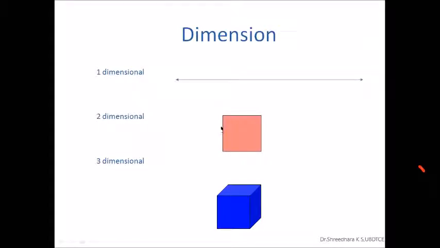A small plate, where the thickness is 0, we say this picture is two-dimensional because you can measure only two quantities. Whereas a cube is a three-dimensional picture. You can see the length, breadth, and as well as height. So this is how we are being taught from childhood.